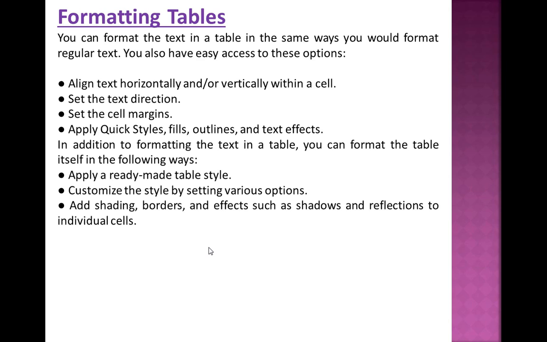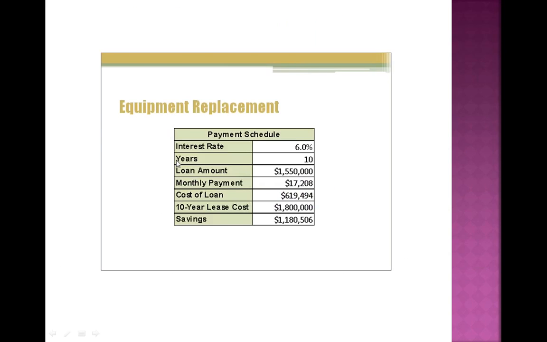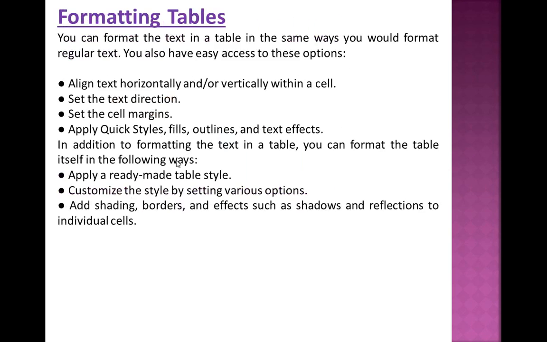Next, you can format the text, that is formatting tables. You can format the text in a table in the same ways you can format regular text. Means you can simply format the text in the table in the same way as we do normal formatting of regular text. We can either align the text horizontally or vertically within a cell. We can set the text direction. We can set the cell margins. We can apply the fill color, outline color, text effects.